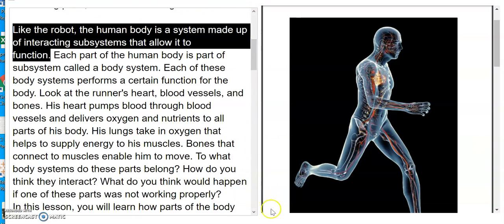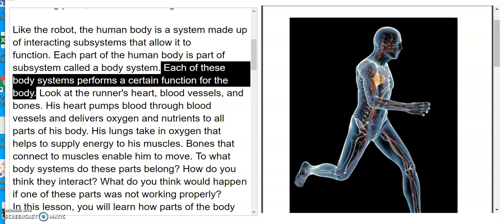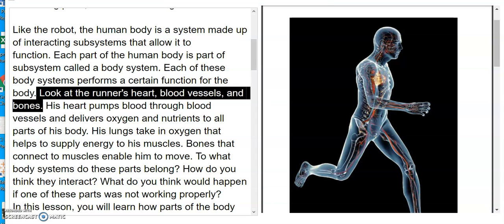Like the robot, the human body is a system made up of interacting subsystems that allow it to function. Each part of the human body is part of a subsystem called a body system. Each of these body systems performs a certain function for the body. Look at the runner's heart, blood vessels, and bones. That's the picture here to our right.